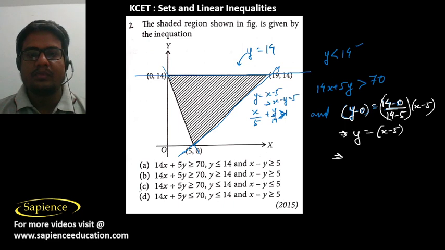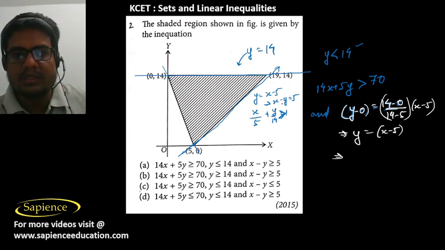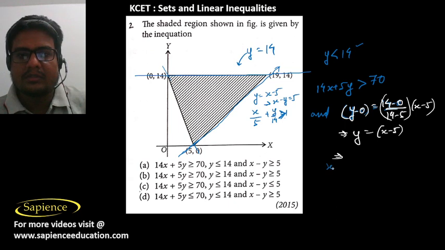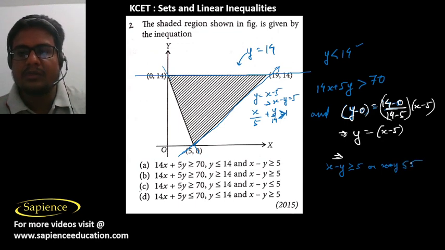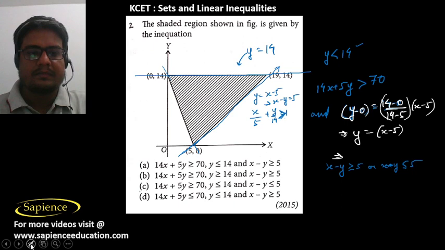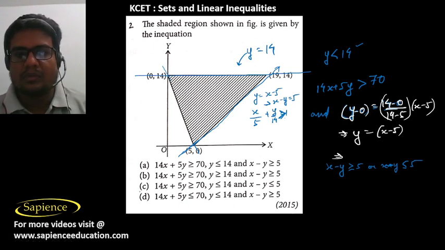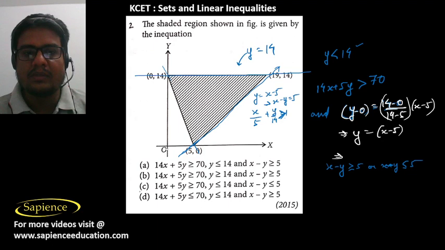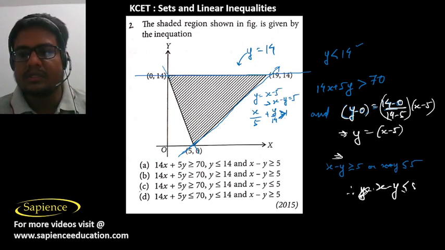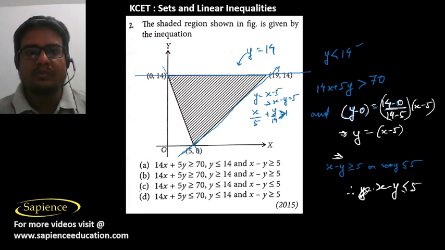But here if we put some value, suppose 0, 14, then x minus y can come greater than or equal to 5, or x minus y can come less than or equal to 5. So which one we have to choose? This region is including the origin, so 0 comma 14 if we keep, that is coming less than 5. So therefore x minus y should be less than or equal to 5, since if we put 0 comma 14, it should satisfy.